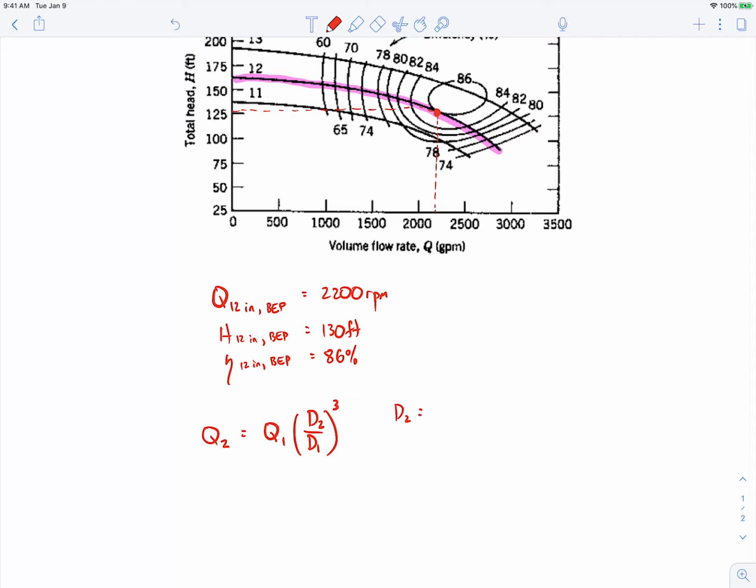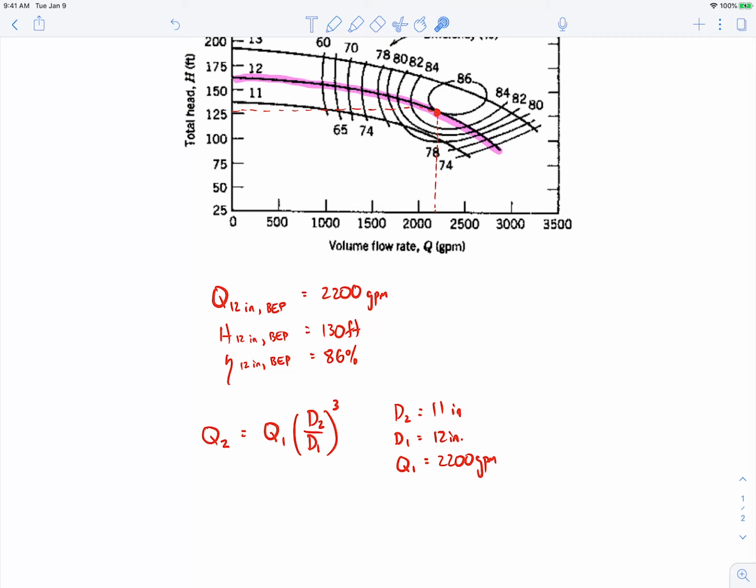So for the 11-inch impeller, we can use our information here. D1 would be our 12-inch impeller diameter with Q1 being the 2200 gallons per minute. So it's just this data here. Here's our 2200. You know what? I just realized I wrote the wrong units here. This was 2200 gallons per minute, not RPM. Okay, so anyway, the 2200 gallons per minute for the 12-inch impeller diameter, that's the Q1 and the D1.